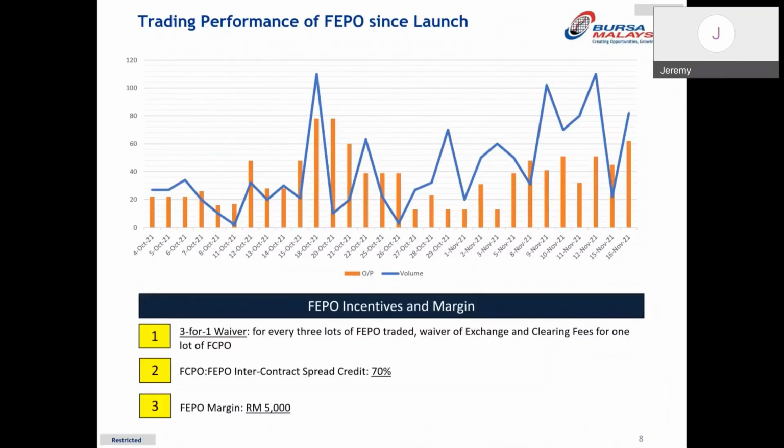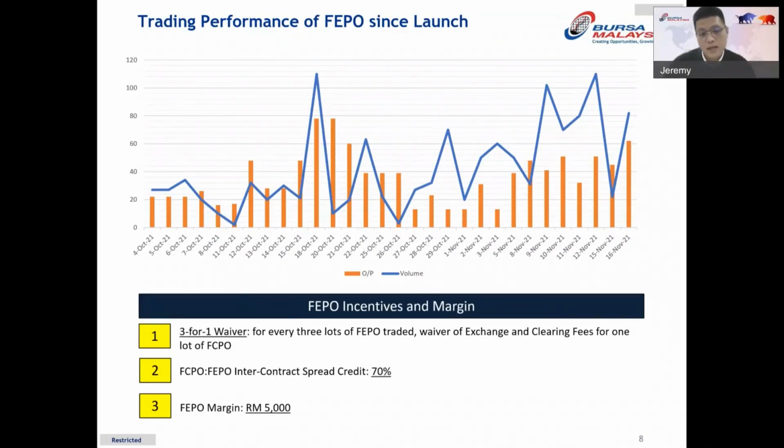And then we also have a few incentives and margin benefits for you if you are interested to trade. We have this 3-for-1 waiver: for every 3 lots of FEPO traded, there will be 1 FCPO waiver for exchange and clearing fees. Meaning to say that if you trade 3 lots of FEPO, you get 1 free of FCPO.